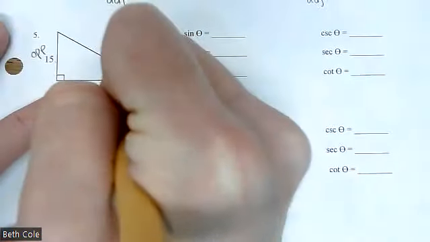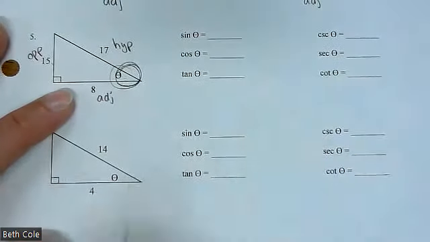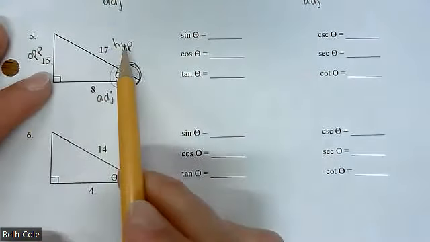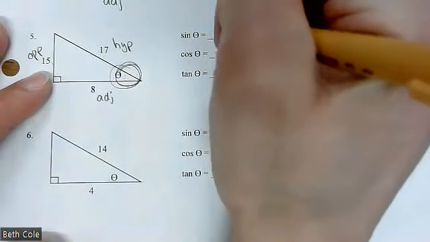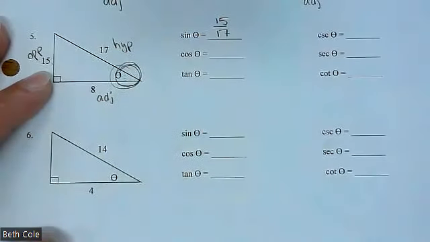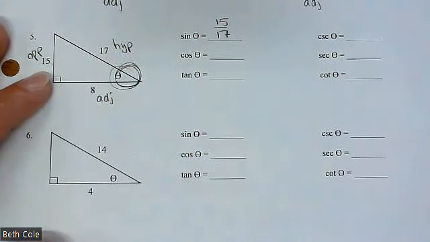And again, don't look at these for right now. I'm going to talk about them in just a second. So sine would be opposite over hypotenuse. That would be 15 over 17. If you're like, that's it? Yep. That's it. What would cosine be? Good. So that would be 8 over 17.